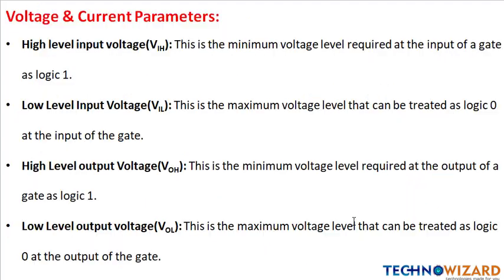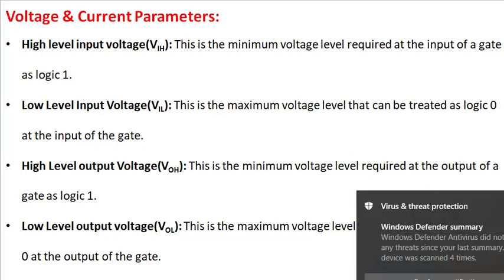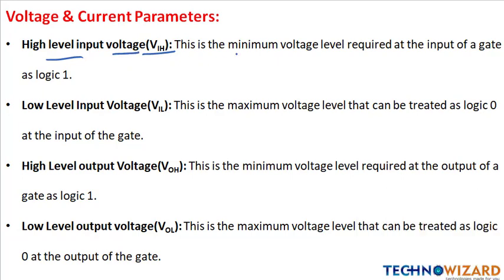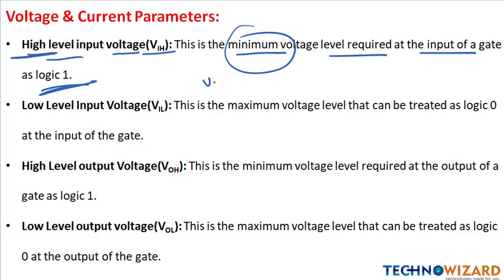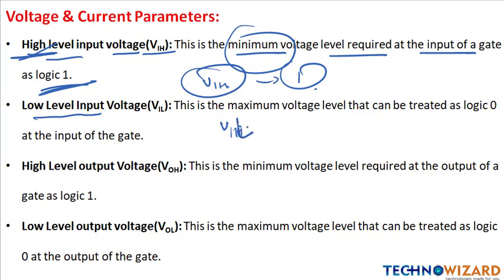Now we will see what VIH and VIL are. VIH is known as the high level input voltage. This is the minimum voltage level required at the input of a gate, the minimum voltage level at logic 1. This is why we say high level input voltage. Now the low level input voltage, VIL, is the maximum voltage level, but at logic 0. Remember this, at logic 0.